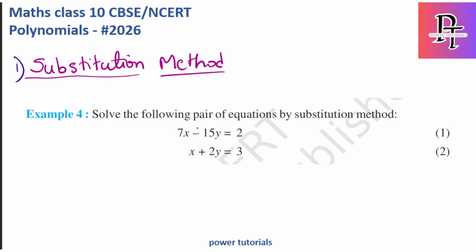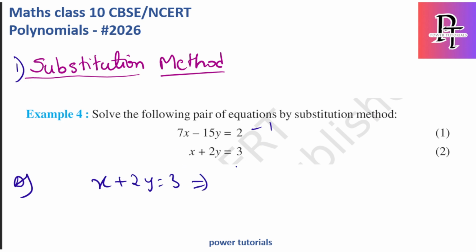So what does the substitution method mean? Suppose we have these two equations, and we need to substitute either one in terms of the other, and substitute that value in the other. I will explain here in detail. This is the first equation, this is the second equation. The second has slightly smaller coefficients compared to the first one, so I will use the second equation to get the x value. So x plus 2y is equal to 3.